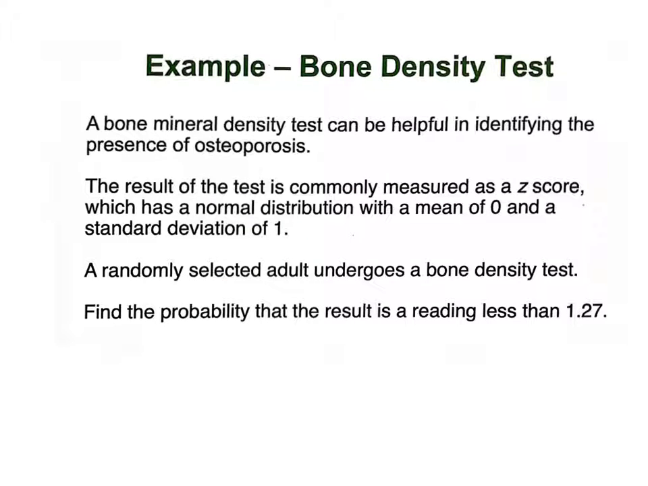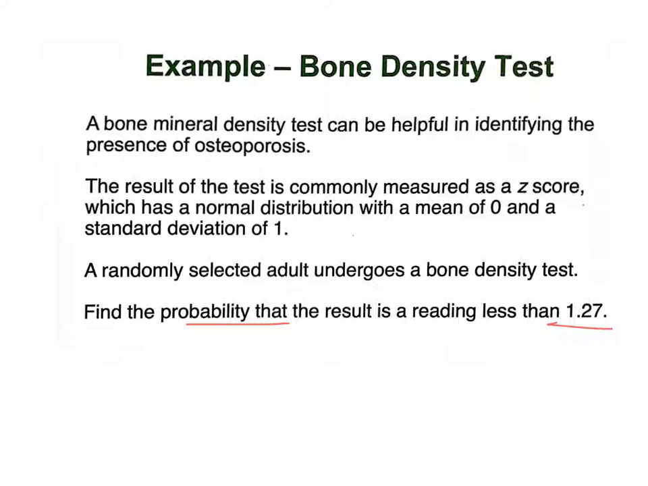Let's do an example real quick. A bone mineral density test can be helpful in identifying the presence of osteoporosis. The result of this test is commonly measured as a z-score, a lot of tests are, which has a normal distribution with a mean of 0 and standard deviation of 1. A randomly selected adult undergoes a bone density test. What is the probability that the result is less than 1.27?